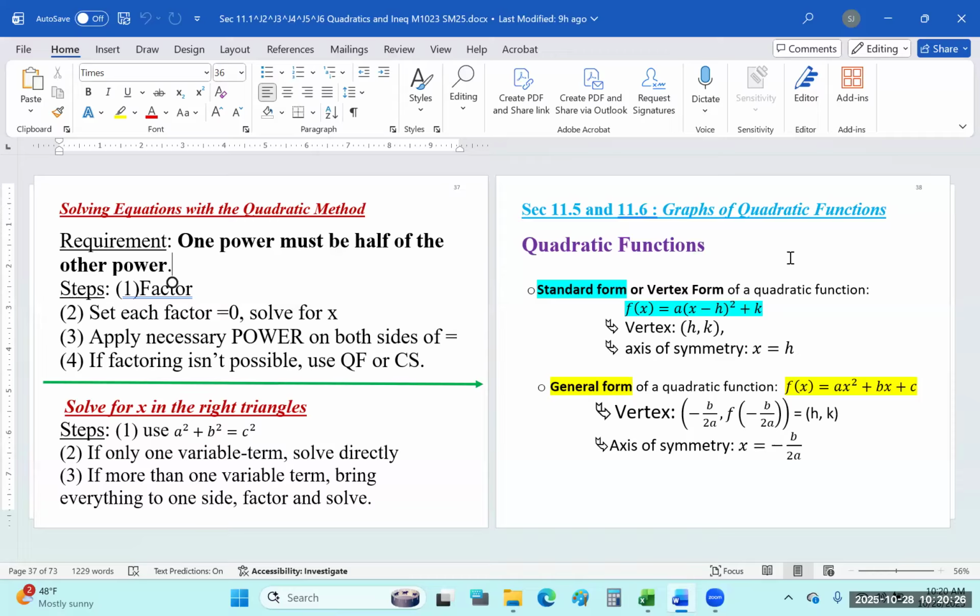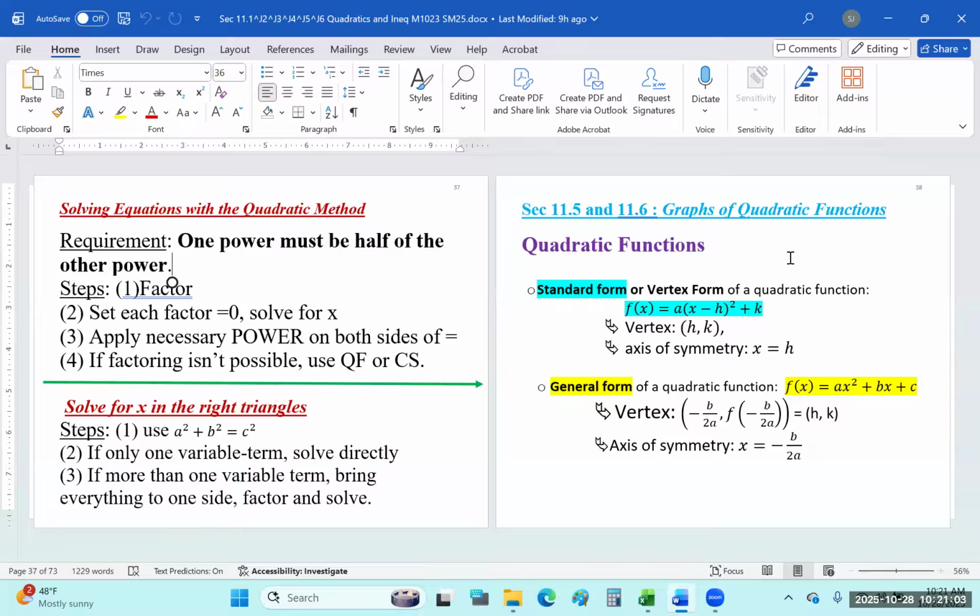In vertex form, we have y equals a, where a is some type of leading coefficient, times (x minus h) whole thing squared, plus k. The vertex is the h and k combined in a pair. So h is the x value, k is the y value. And axis of symmetry means the vertical line that splits your graph into two equal pieces. That axis of symmetry has an equation: x equals the x value of the vertex.